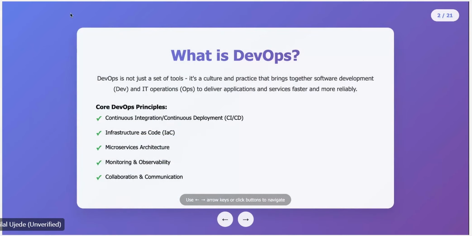So first, the basic question: what exactly is DevOps? It's a popular word, and many of you might be aware of it. DevOps is a word that came from two words, Dev and Ops, and the extension is development operations.